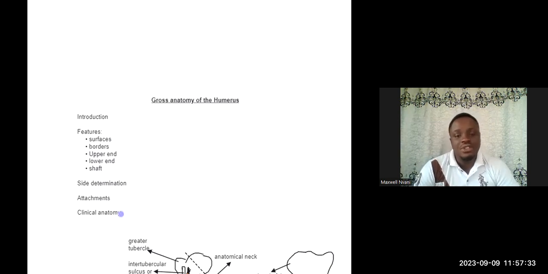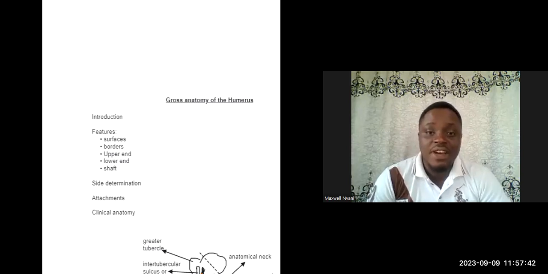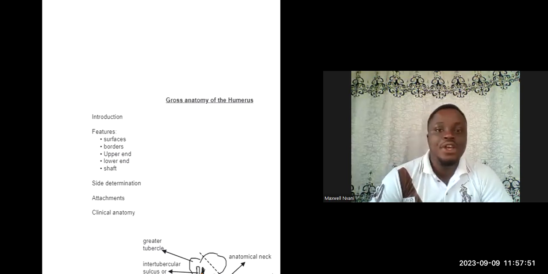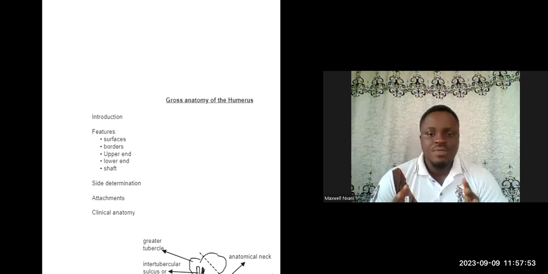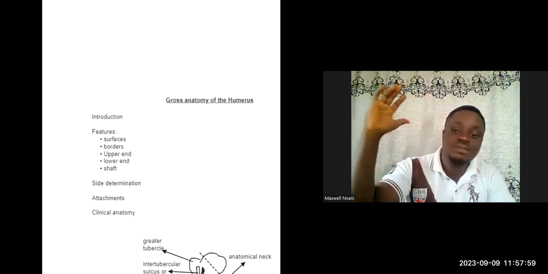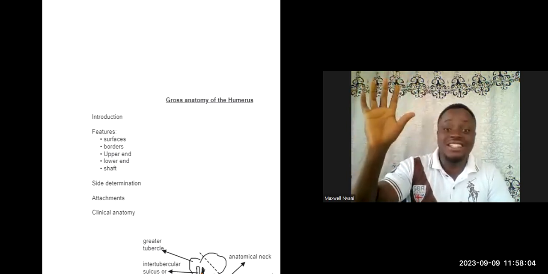So by way of introduction, the humerus is a long bone. And as a matter of fact, it is the longest bone of the upper limb. I didn't say of the human body, I said of the upper limb. It is also the bone of the arm.